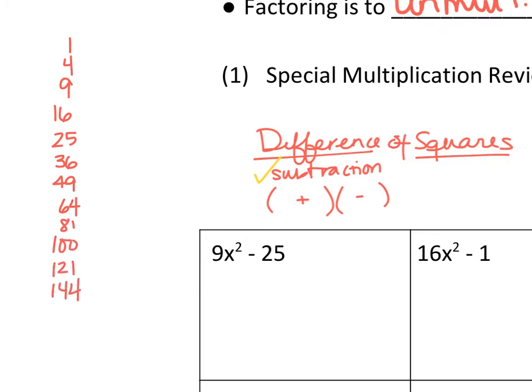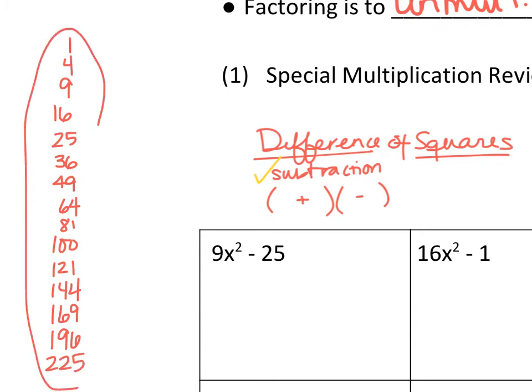Most of you stop at 144 just because you've only gone through 12s, but you need to know probably higher than that. So 13 squared is 169, 14 squared is 196, and I remember those because they're kind of backwards from one another. And then 15 squared is 225. So you need to know this list of numbers, all right?